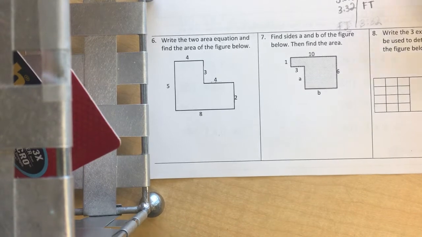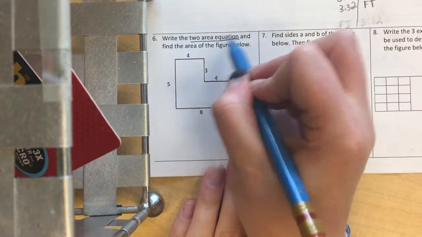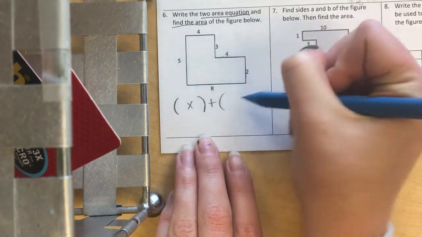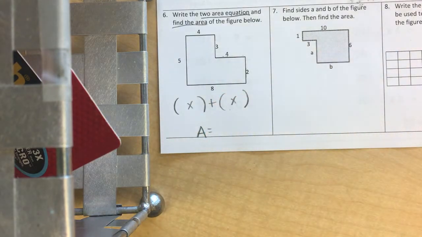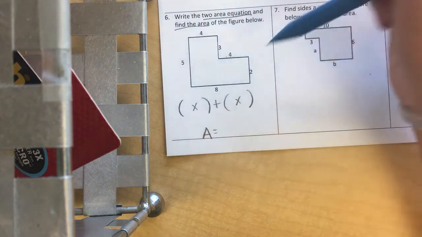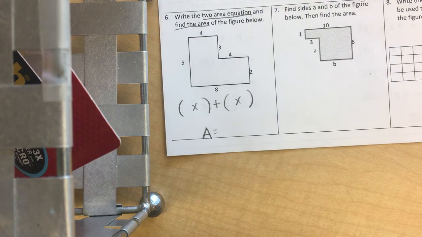Number 6, write the 2-area equation and find the area. So I need to have a 2-area equation as well as the final area. And remember, based on where you're cutting and continuing, your equation might look a little bit different. However, the area is going to be the same.